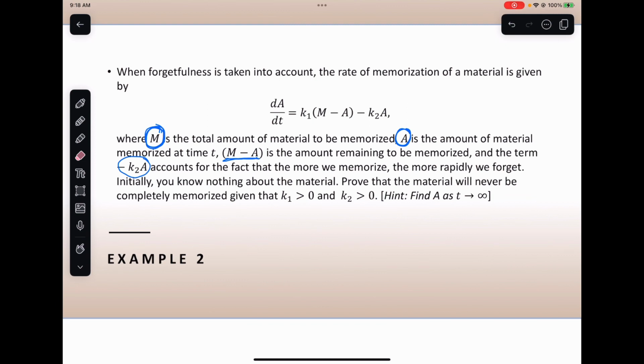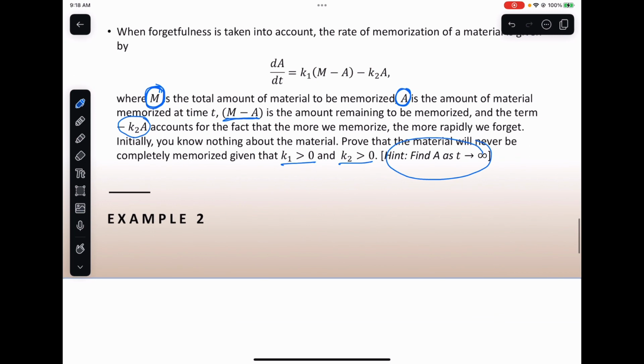We are to prove that the material will never be completely memorized given that K1 is greater than 0 and K2 is greater than 0. So we have two proportionality constants, K1 and K2, and it only tells us that they are both positive. For the given problem, we are provided a hint as well. In short, we are just going to find what is A as time approaches infinity.